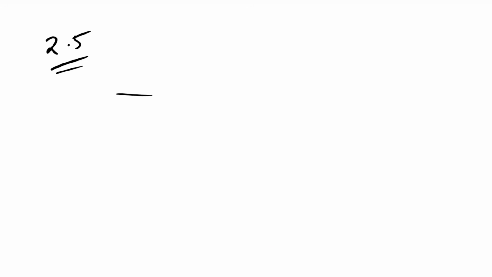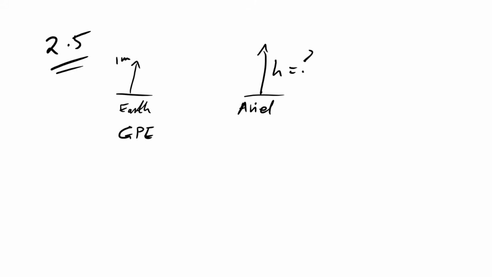Okay, 2.5, we have an object that can go 1 meter high on the Earth, then on Ariel, we're being asked to prove whether it goes higher than 100 meters. So basically we're just being asked what height it is going to get to. If it's a spring-loaded mechanism, then the energy stored in the spring is going to be the same, and so whatever GPE we have here, that's also going to be the same GPE we have here. It's just going to be at a different height.